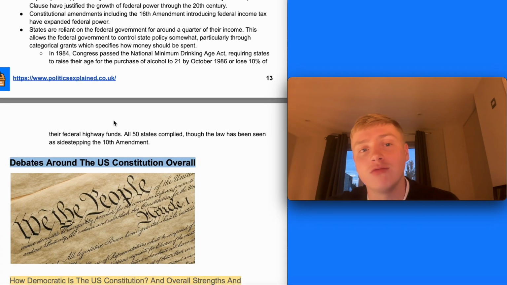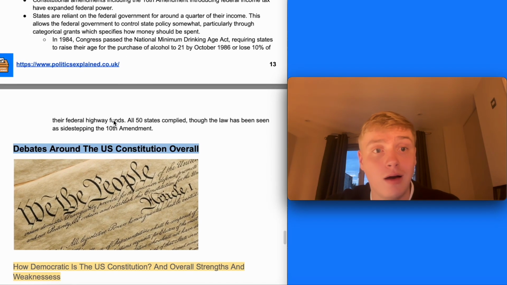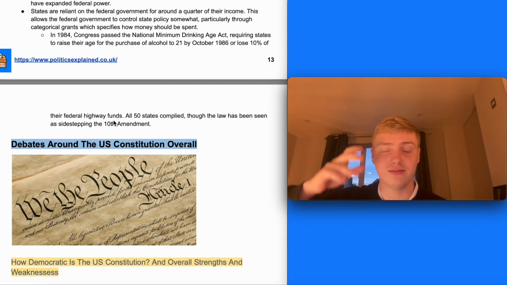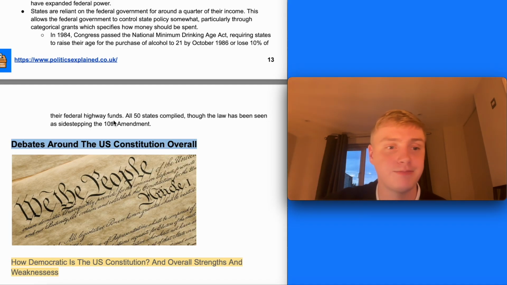This allows the federal government to control state policy somewhat, particularly through categorical grants, which specify how money should be spent. So in 1984, for example, Congress passed the National Minimum Drinking Age Act, requiring states to raise their age for the purchase of alcohol to 21 or lose 10% of their federal highway funds. All 50 states complied, though the law has been seen as sidestepping the 10th Amendment, and this really shows how federal funding can be used by the federal government to influence and control state policy.